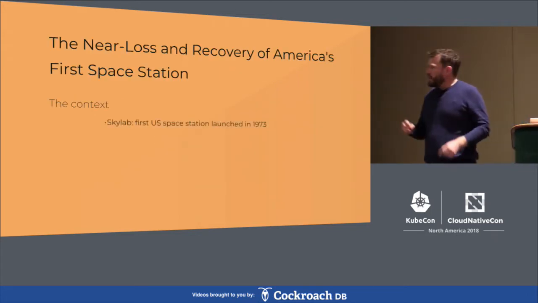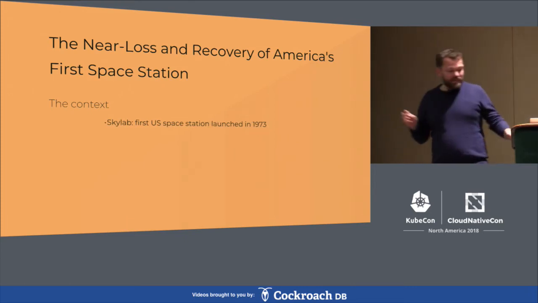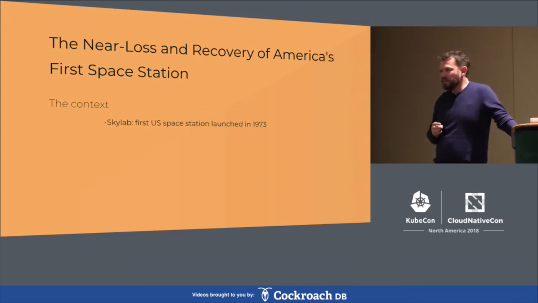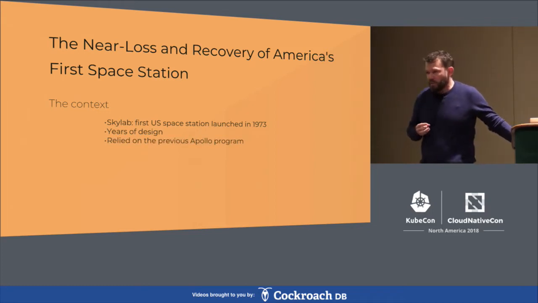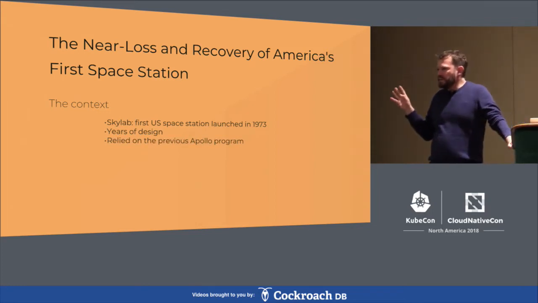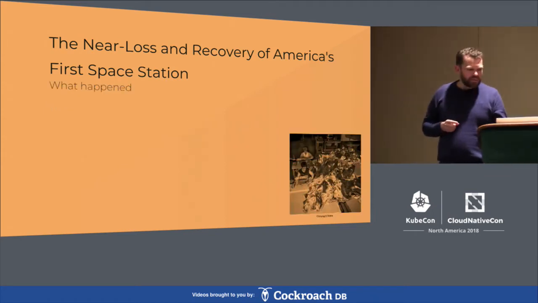What are we talking about? Well, in the early 70s, the US tried to do their first space station for science. They decided to launch it after years of design, following the Apollo program. Why am I saying that as context? What's important here is the years of design and the fact that it was not the first time they had launched stuff into space. Not the space station, it was the first one, but at least launching stuff into space. Because as we're going to see, it actually played against them a little.